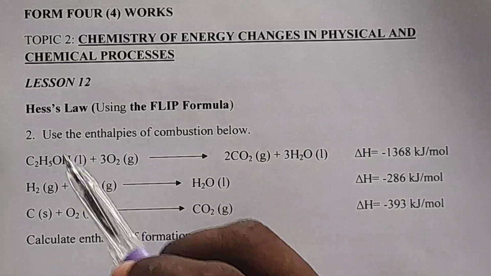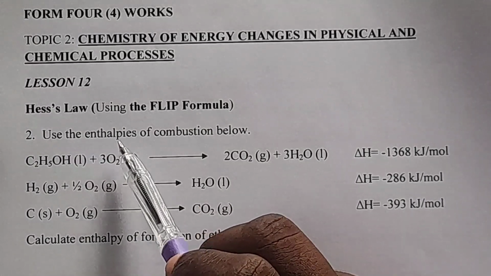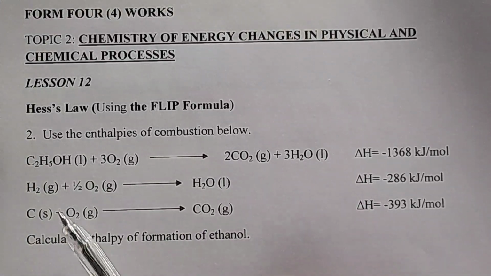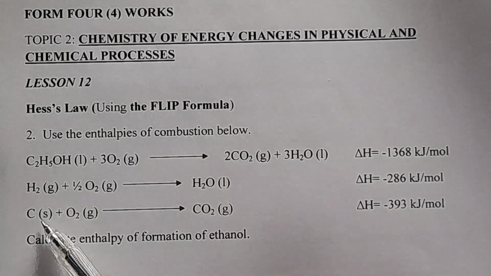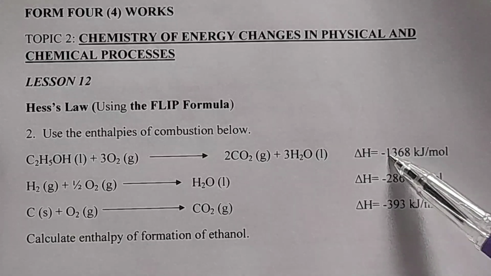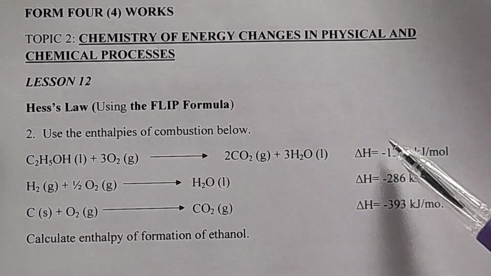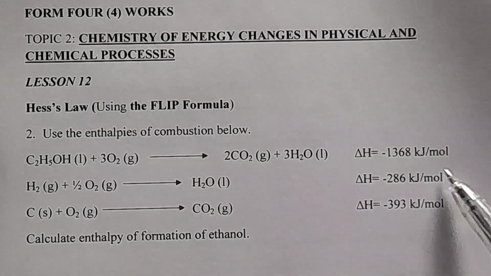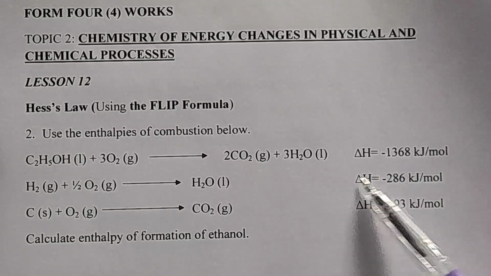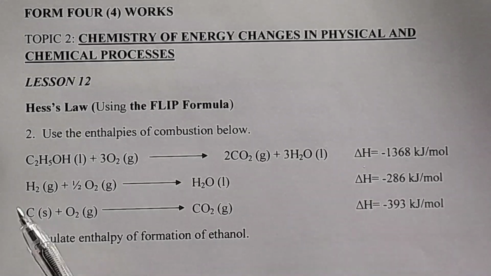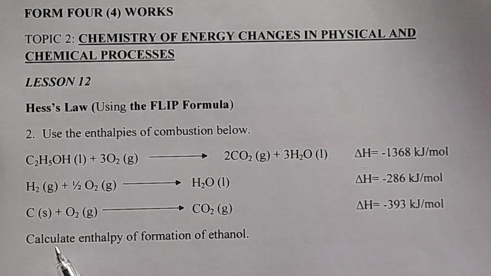So the question is, we are told, use the enthalpies of combustion below. So here we have combustion of ethanol, combustion of hydrogen, and combustion of carbon. And these are the enthalpy changes, called the standard enthalpy of combustion of ethanol, the standard enthalpy of combustion of hydrogen, and the standard enthalpy of combustion of carbon. So the question is, calculate the enthalpy of formation of ethanol.